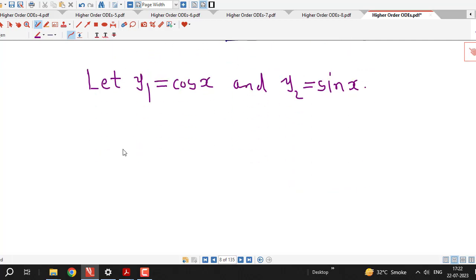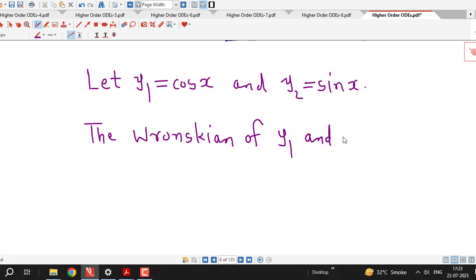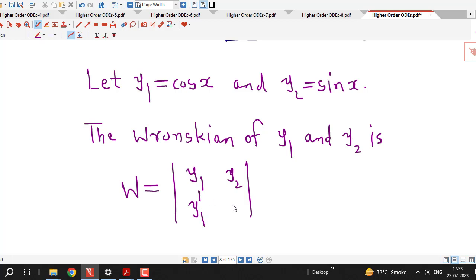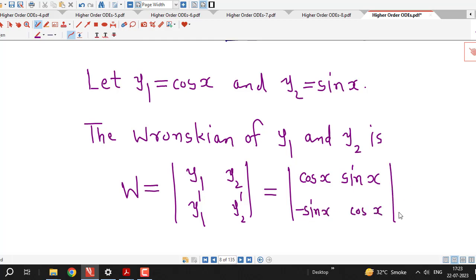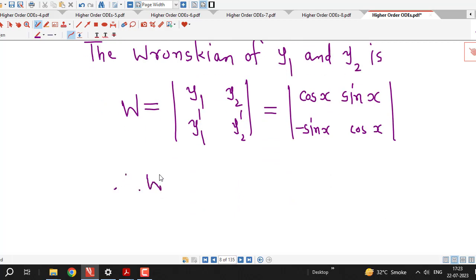For the method of variation of parameters, we have to find the Wronskian of these two functions. The Wronskian of y1 and y2 is, by definition, W given by a 2 by 2 determinant with the first row as y1 and y2, and the second row as the first order derivatives of y1 and y2. y1 is cos x, y2 is sin x, the derivative of cos x is minus sin x, and the derivative of sin x is cos x. Now we evaluate this 2 by 2 determinant.